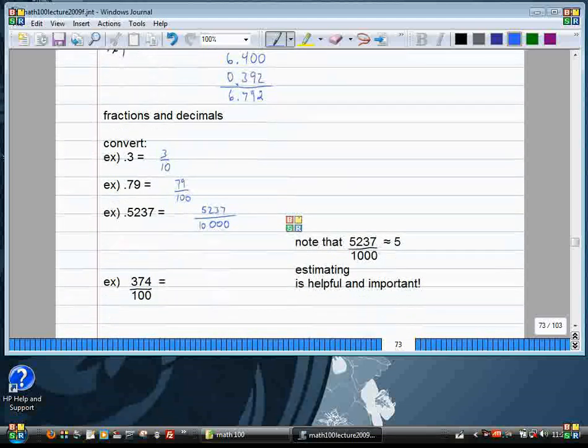So we've gone 4 places after the decimal, so we're going to have 4 zeros in our number in the denominator. Okay. So about 374 over 100. What is that as a decimal number? 374. Where does the decimal go?